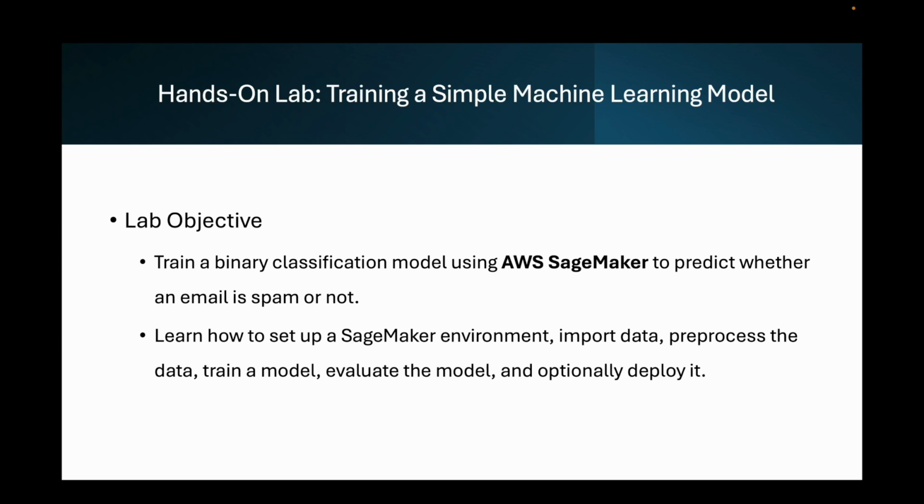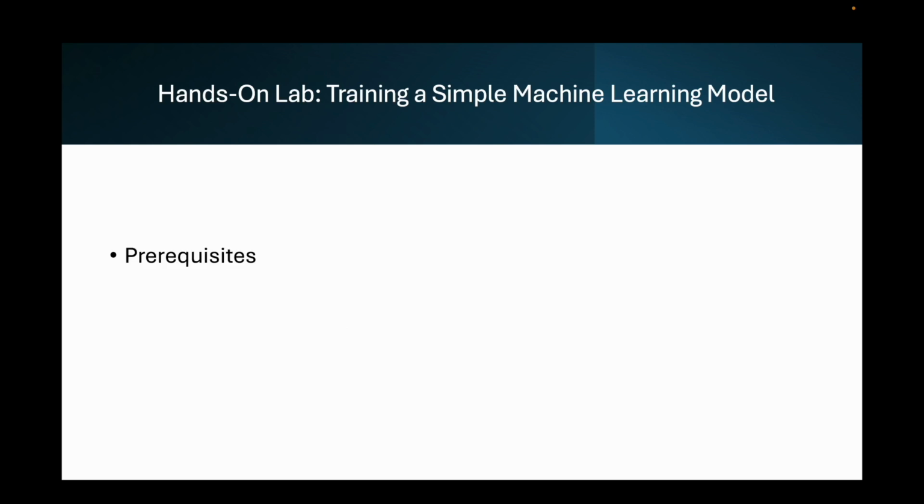The prerequisites for this particular lab include an AWS account. If you don't already have one, sign up for a free tier AWS account, and AWS SageMaker Studio setup. SageMaker Studio is a web-based IDE for data science and machine learning tasks. Set it up from the AWS Management Console. And if you don't have it, we'll do that in the first step anyway.